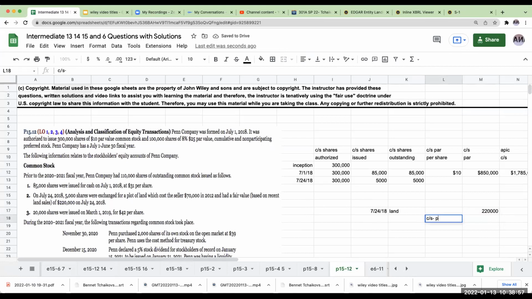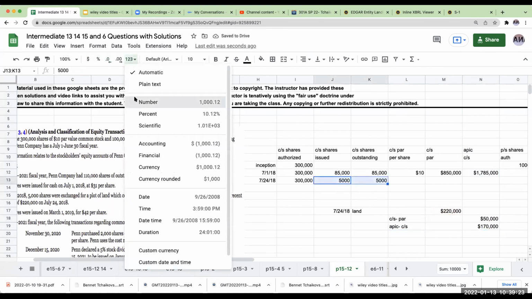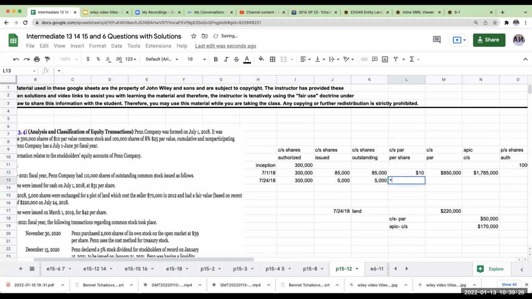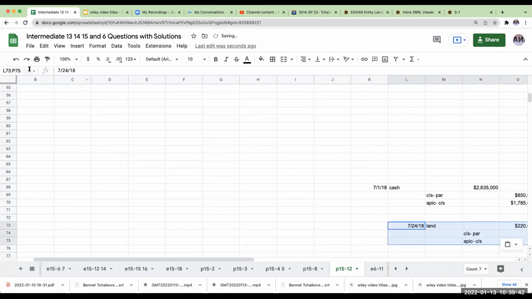So what I'm going to do now is assign a common stock at par. The common stock at par is going to be 5,000 shares times 10. Okay, so the additional amount is going to go to additional paid-in capital common stock, or 170,000. So I'm issuing 5,000 shares. Par value per share is still at 10. So my common stock at par is going to be 50,000. And then my additional paid-in capital will be 170,000. So that was essentially for that one of 7/24/18. So we'll just park it down here.